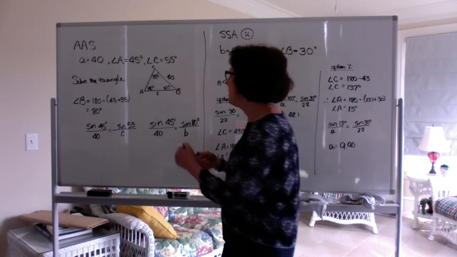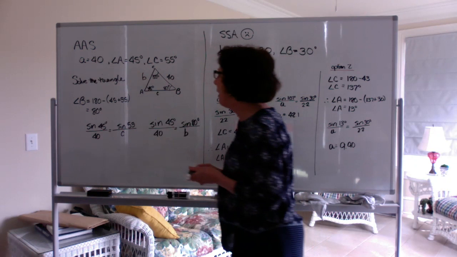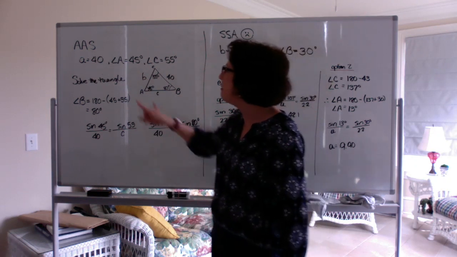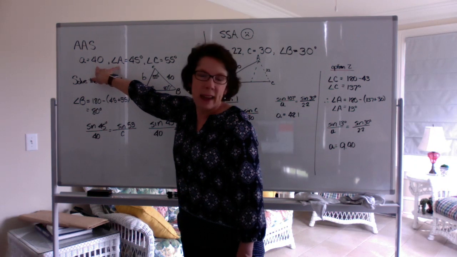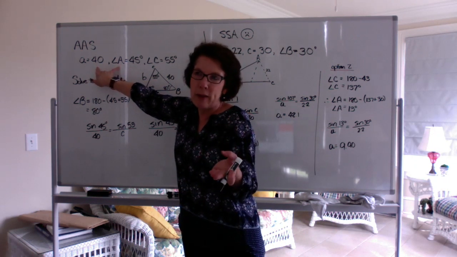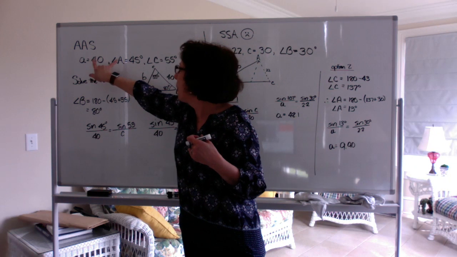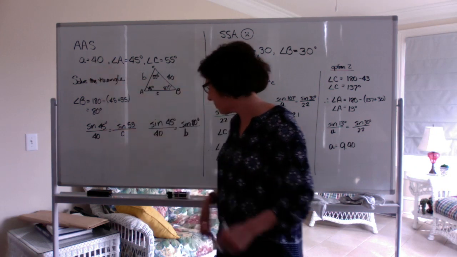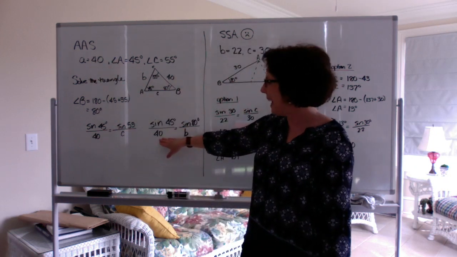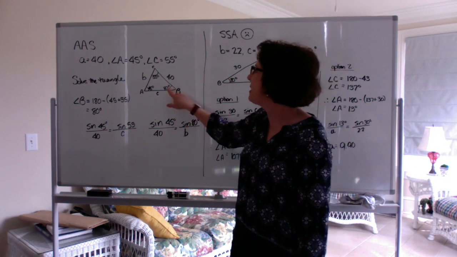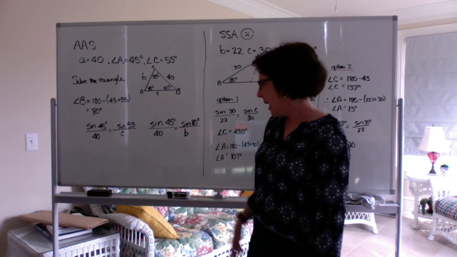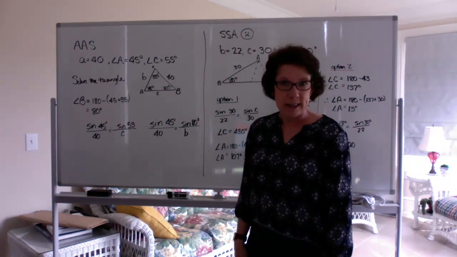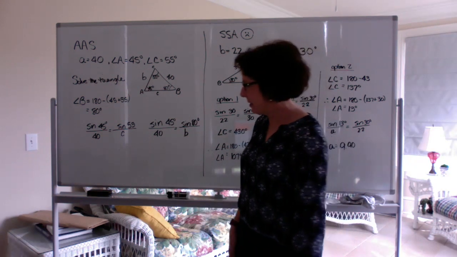And then to get side B, I'm going to have to go back, and I usually use a pair that I'm given. If I can, I use what's definitely given by the book in case I make an error. So I'm going to go back and use the sine of 45 degrees over 40 again is equal now to the sine of 80 degrees, my B angle, over side B. And I can solve for my two sides. That was really straightforward. Okay, law of sines all the way.